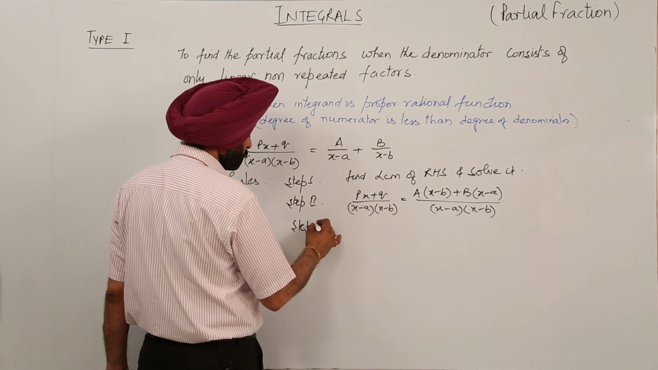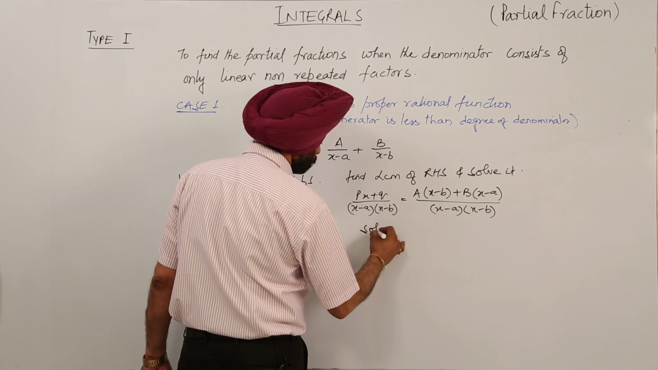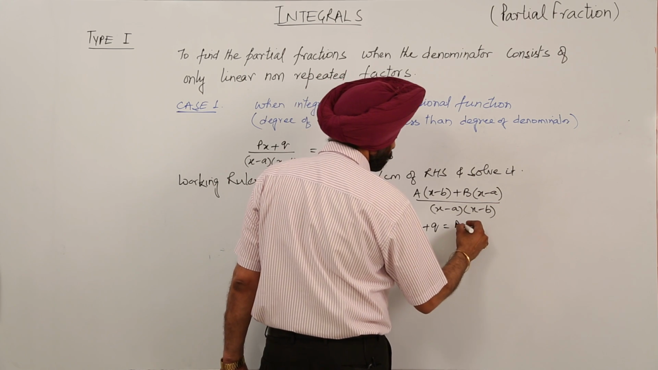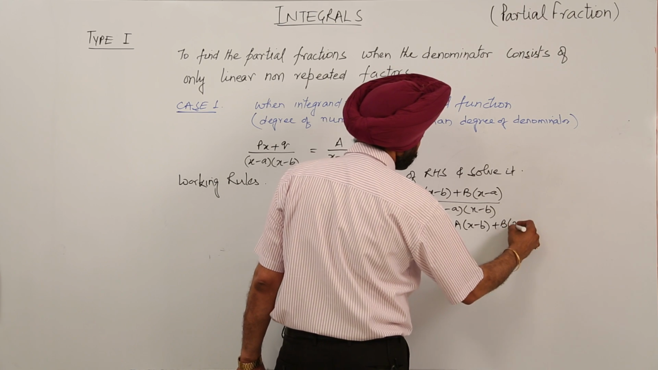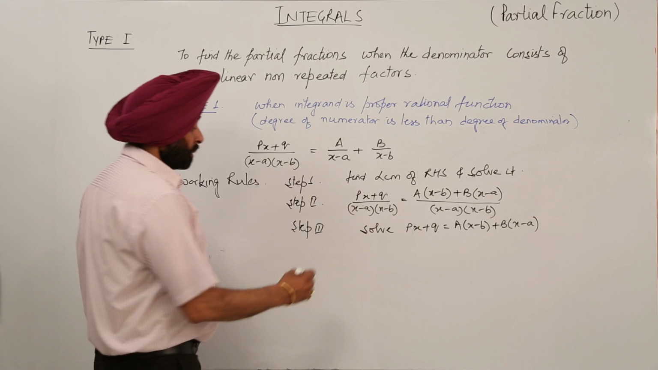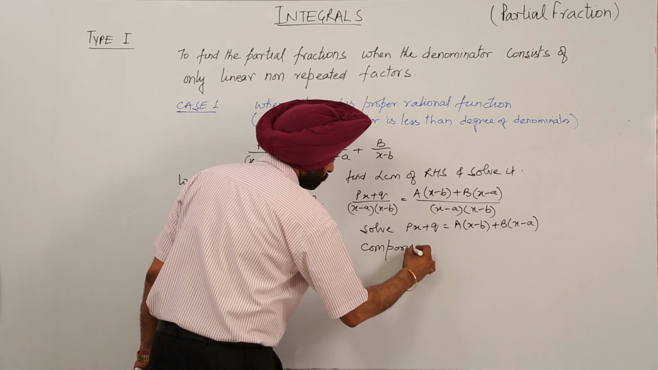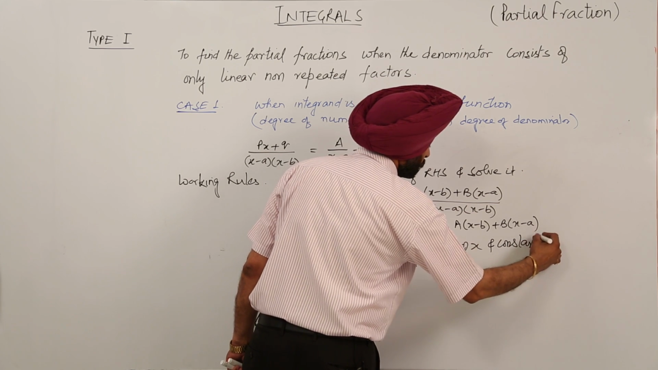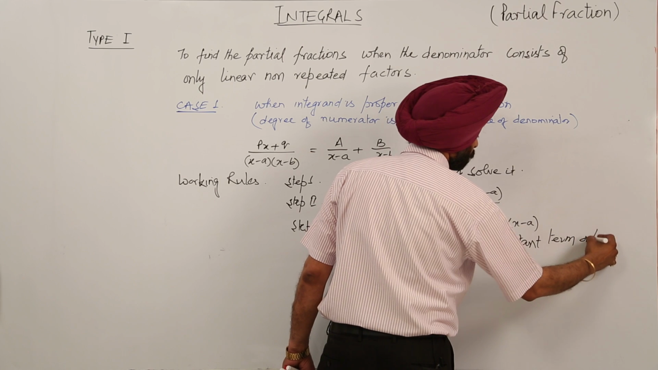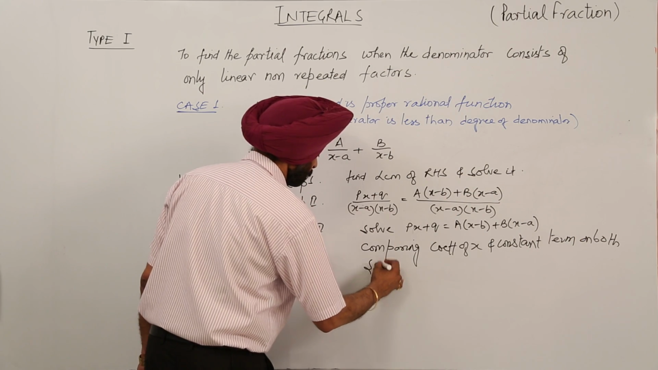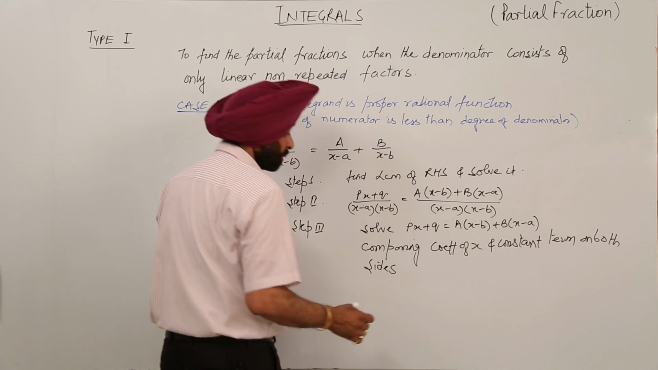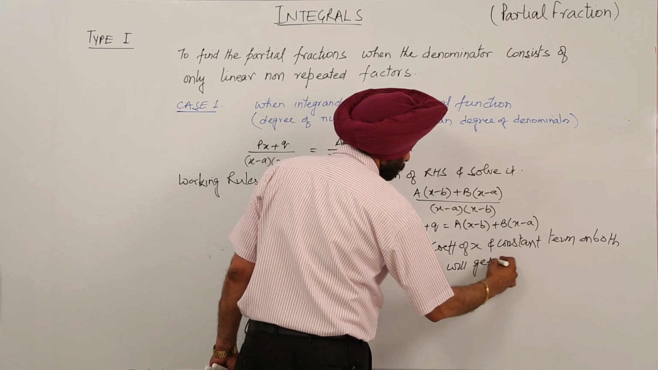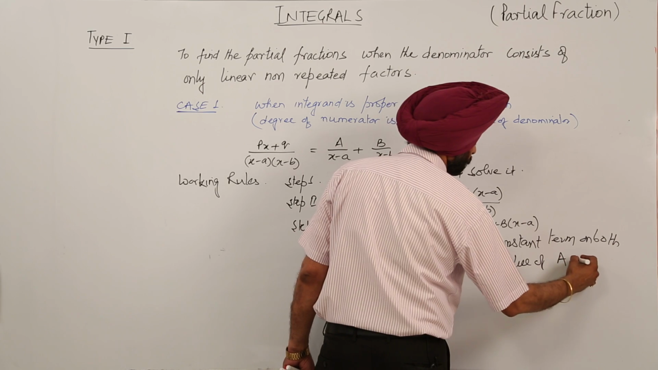In step 3, what we are going to do now, solve px + q = A(x - b) + B(x - a). Comparing the coefficient of x and constant terms on both sides, we will get the values of A and B.